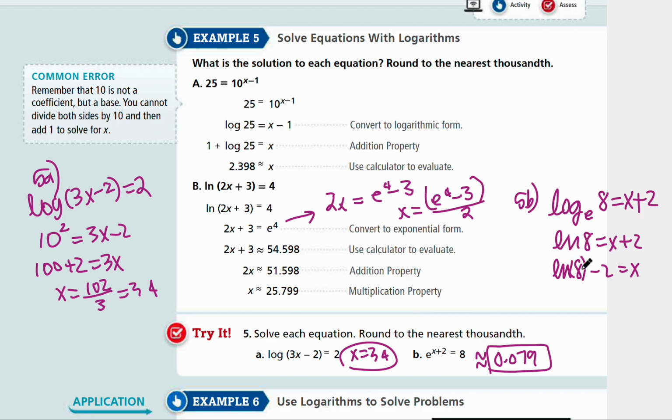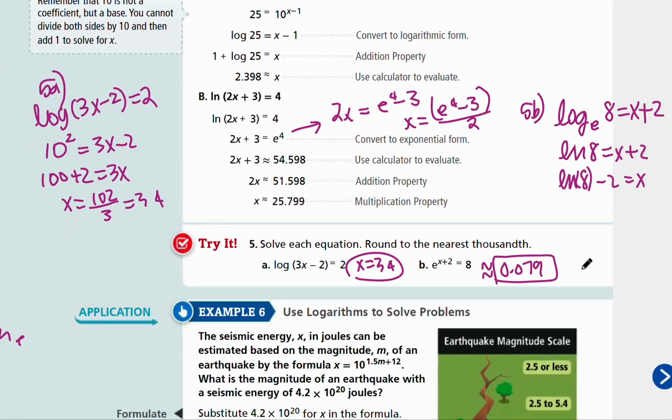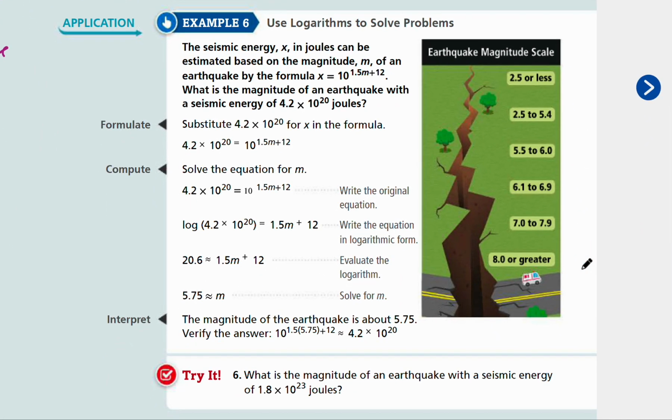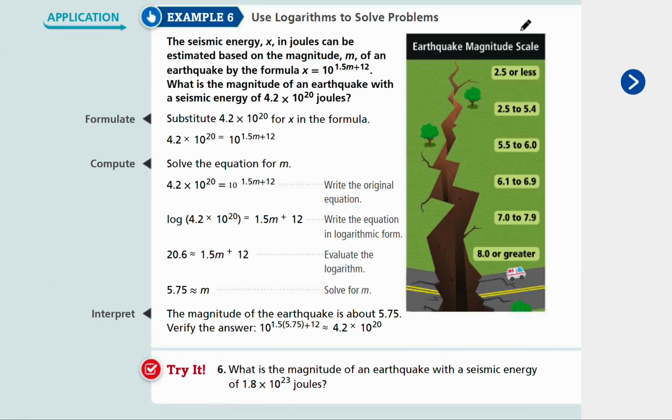All right, let's look at example 6. That's the last example we have today. Let's use logarithms to solve problems in real life. Let's look at this example. The seismic energy, X, in joules can be estimated based on the magnitude, M, of an earthquake by the formula X equals 10 to the power of 1.5M plus 12. What's the magnitude of an earthquake with a seismic energy of 4.2 times 10 to the power of 20 joules?